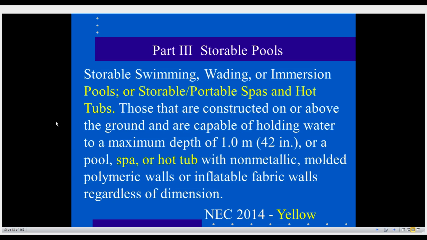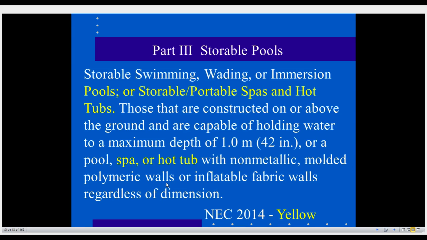Now, when we watched part 2, we were dealing with permanent pools, which were in excess of 42 inches. Here, there are some limitations, due to the nature of the construction of these storable pools. The walls simply can't handle the pressure of all that water in it. So you do have a limitation in height for these types of pools. Typically the storable pool and the standards associated with them are going to keep them at about 42 inches or less.